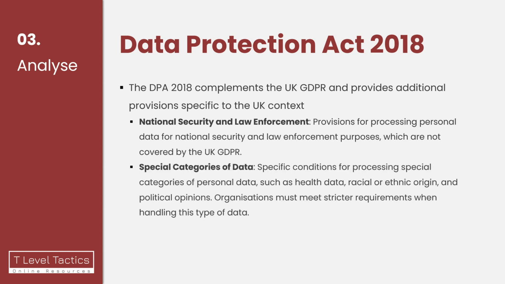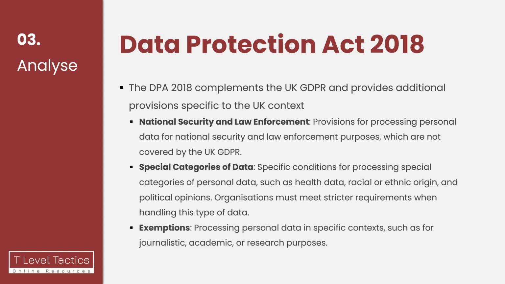It outlines special categories of data and specific conditions for processing these categories of data, such as health data, racial or ethnic origins, and political opinions. And organizations must meet stricter requirements when handling this type of data. And there are also some exemptions here. So, processing personal data in specific contexts, such as for journalistic, academic, or research purposes, is allowed and has a little bit more leeway.